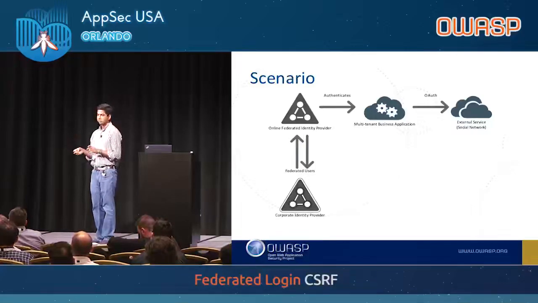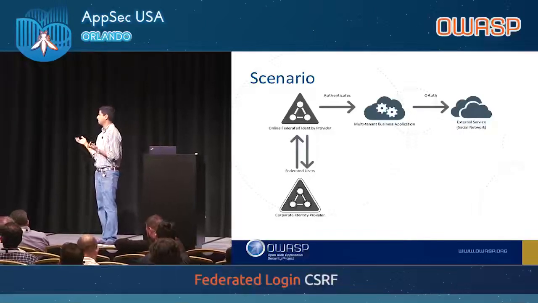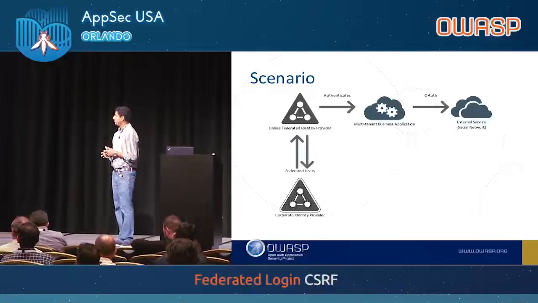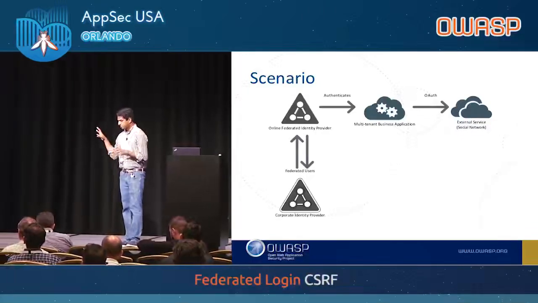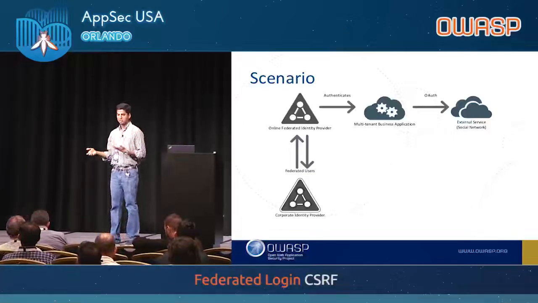Like a Contoso user would log into their corporate identity, get a federated token, and then talk to the business application. And they are also linking an external social network using OAuth. So this is a basic scenario where the federated login CSRF might be a problem.